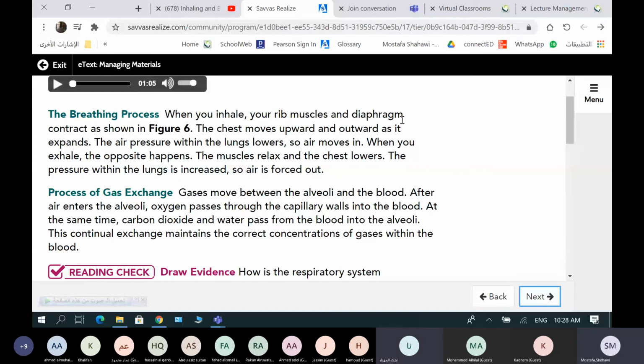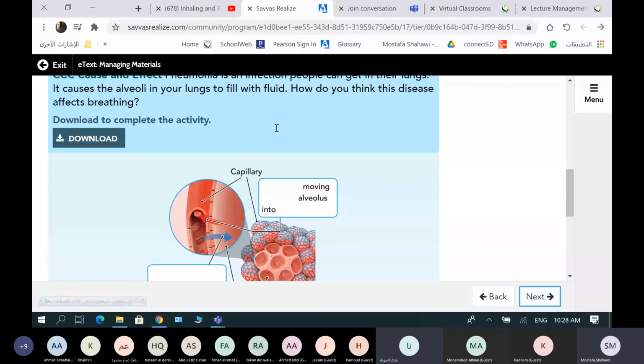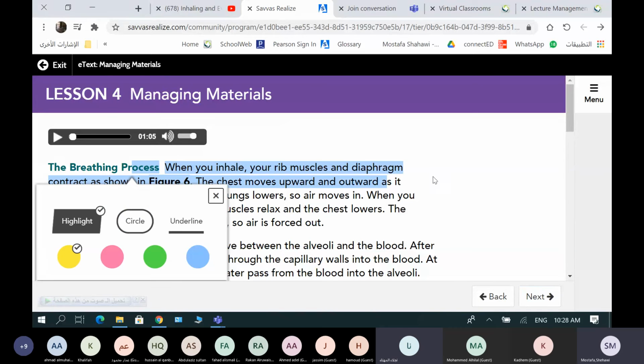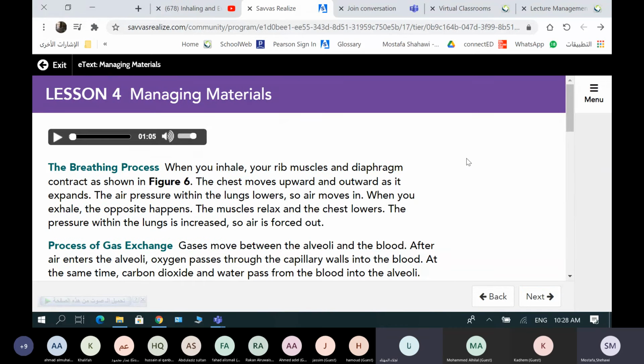Inhale, rib cage, diaphragm, exhale. What are you doing now? I want you to read the breathing process here. This one. Okay. The breathing process. Yes, this.